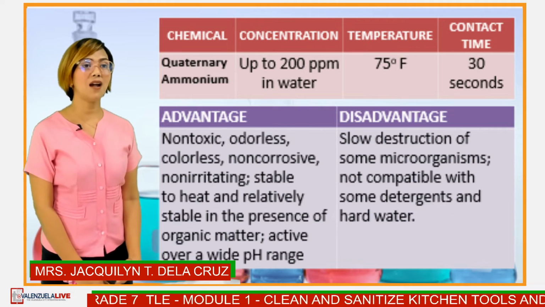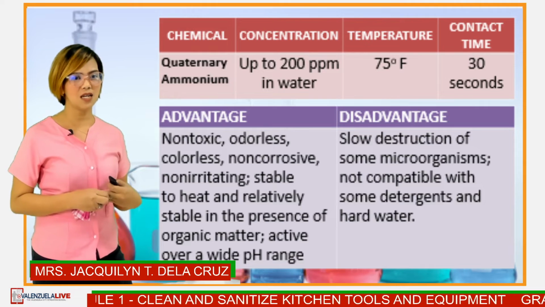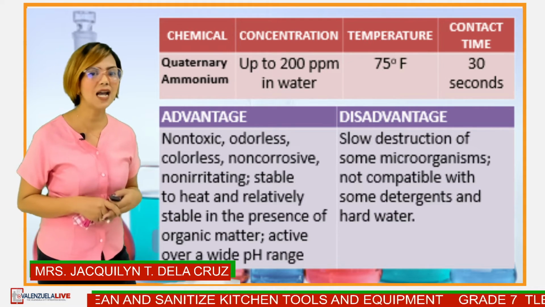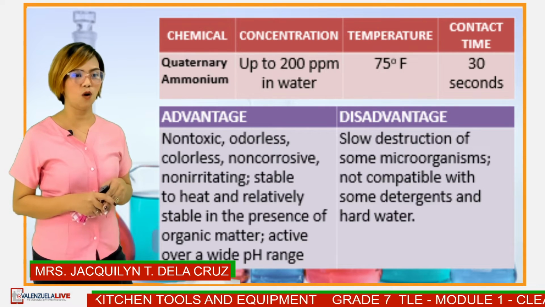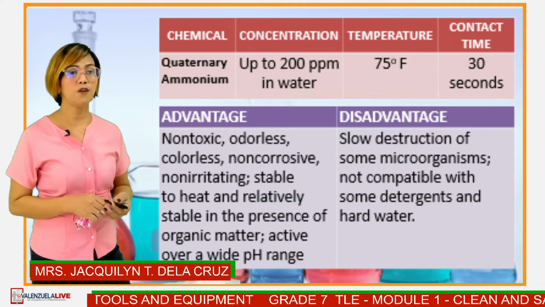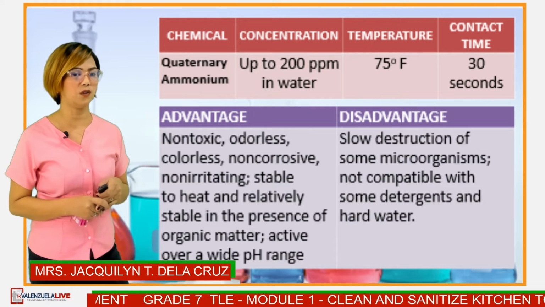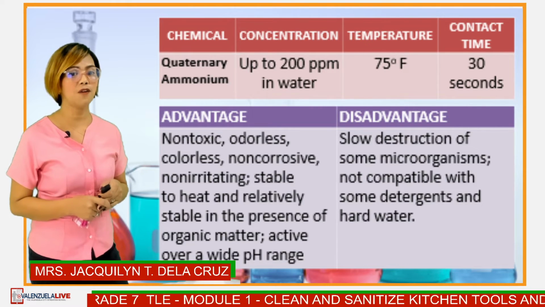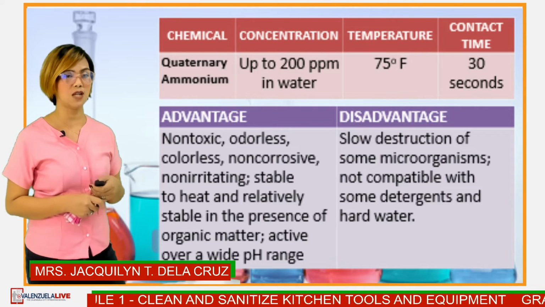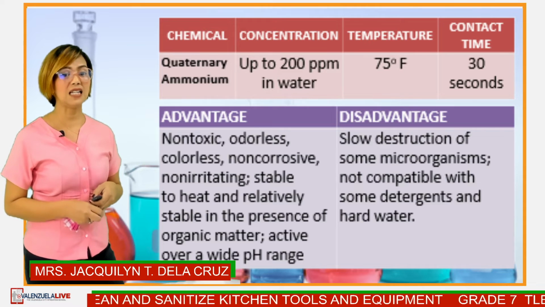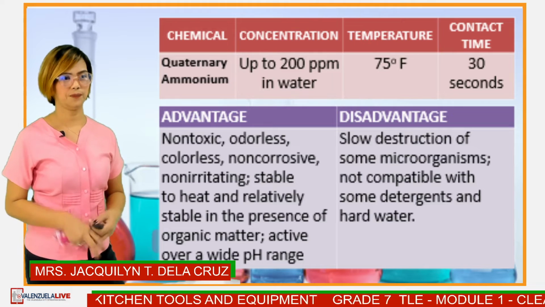Lastly is the quaternary ammonium. It is non-toxic, odorless, colorless, non-corrosive, non-irritating. It is stable to heat and in the presence of organic matter, and active over a wide pH range. For its concentration, provide at least 200 parts per million in water that is 75 degrees Fahrenheit. The disadvantages of this are that it has a slow destruction of some microorganisms and it is not compatible with some detergents and hard water.